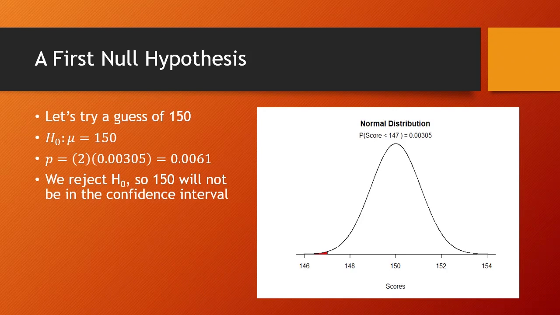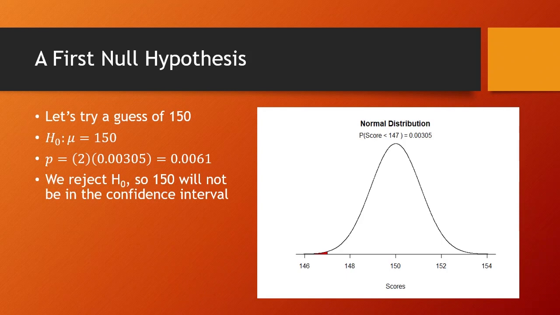That seems like a reasonable guess for me to make because that happens to be the population mean for all GRE examinees. If I put in a population mean of 150, look at my sample mean of 147, and look where that 147 fits on the distribution, the probability of getting a score less than 147 is 0.00305. I need to do a two-sided test or a two-tailed test, and therefore I need to multiply that by 2 in order to get my p-value.